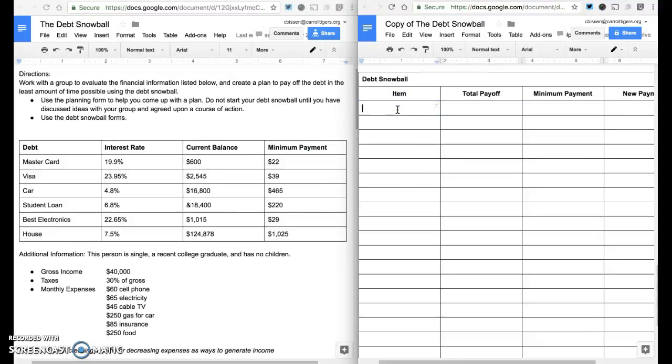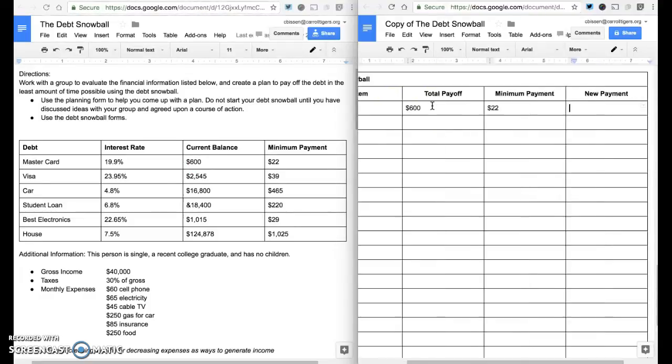So I'm going to list all of my items from smallest payoff to largest payoff. So I'm pretty much just taking this, and instead of inserting a column to the left, I'm rewriting them. So my smallest balance is my MasterCard. The payoff is $600. The minimum payment is $22 a month.